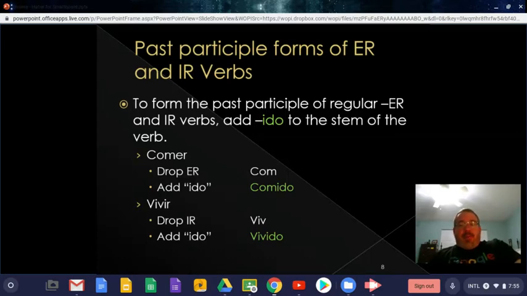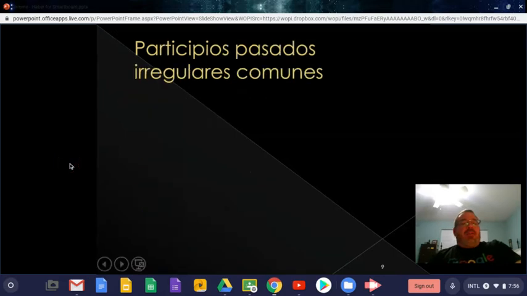Now, the difference between these and the preterite is clear. I have eaten, yo he comido, versus I ate, yo comí. Vivir, I have lived, yo he vivido, versus I lived, yo viví. Okay, so it may be confusing because in English, lived is a past participle and it's also the preterite form, but not in Spanish. In Spanish, we have different forms, which I think is easier and more clear. Okay, let's keep going here.